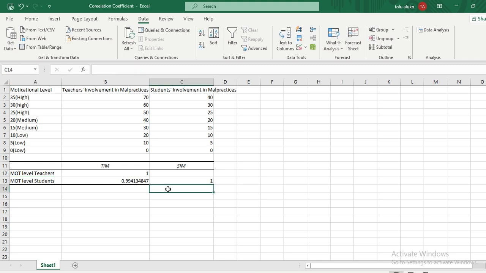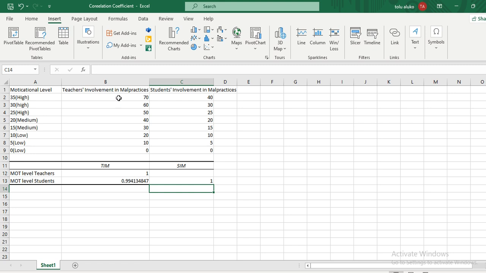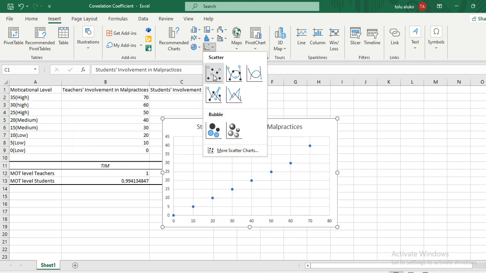So how can we represent this one with a graph now? Of course, we remember it's two variables that we are dealing with: teachers' involvement in malpractice and students' involvement in malpractice. So if we want to represent this with a graph, we want to see the relationship between them. And here we have to go to insert, and we have to highlight first, then we insert our scatter plot graph here.